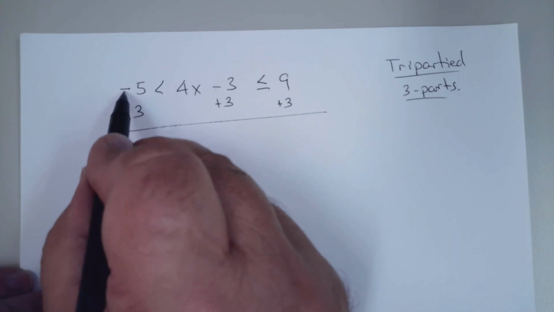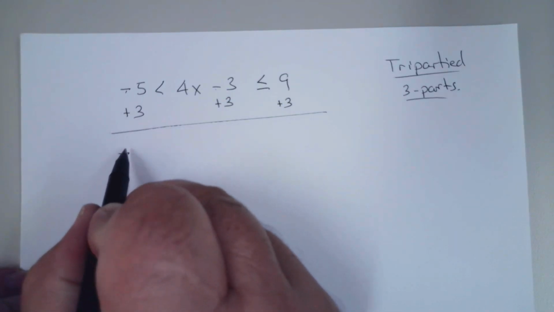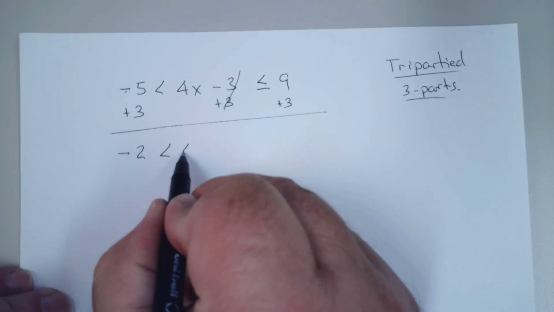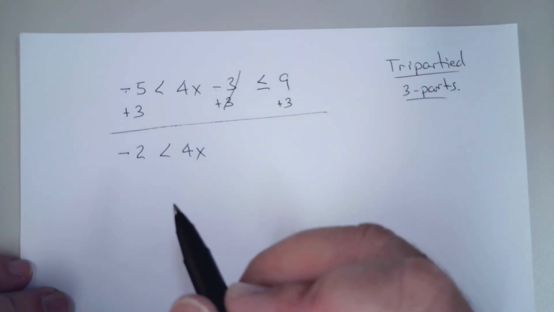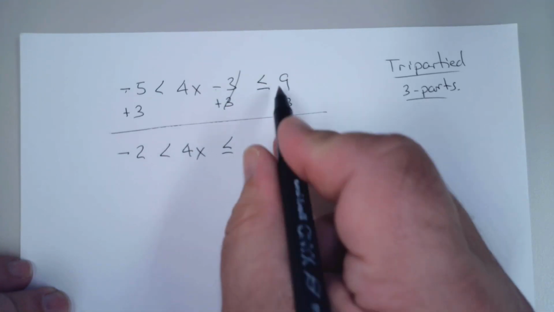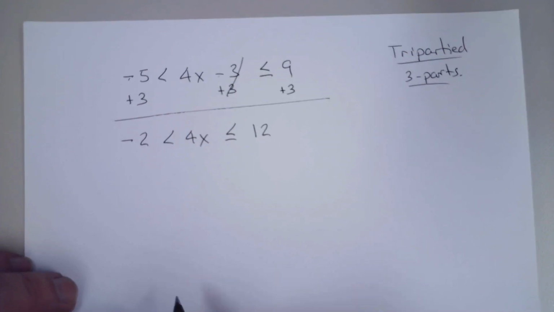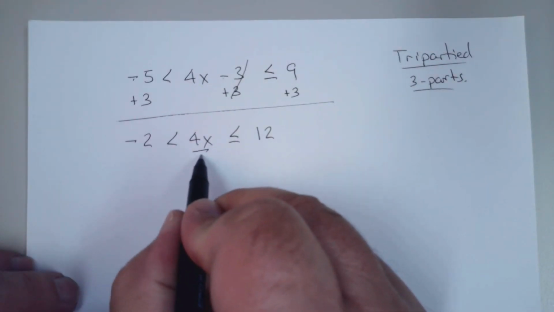Negative 5 plus 3, negative 5 is bigger, so it's negative. 5 minus 3 is 2, less than 4x, less than or equal to 9 plus 3 is 12. Need to get x by itself, so I divide by 4.